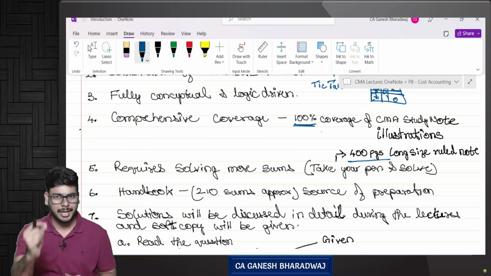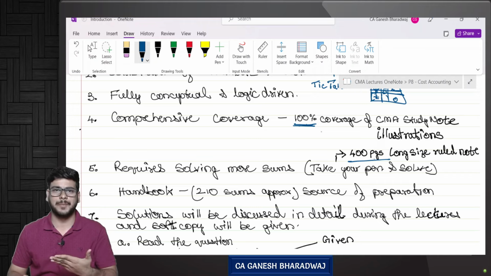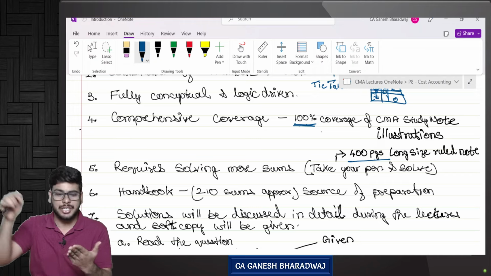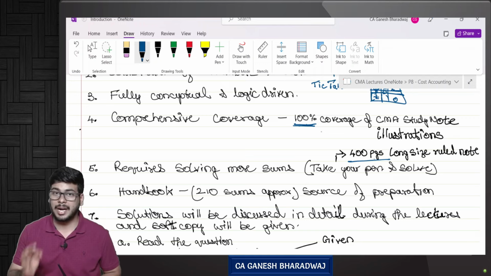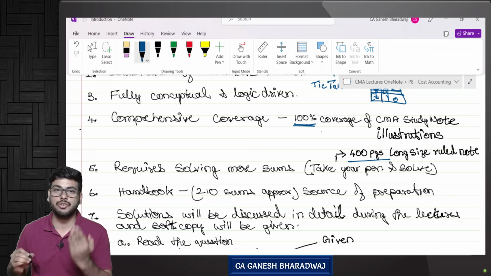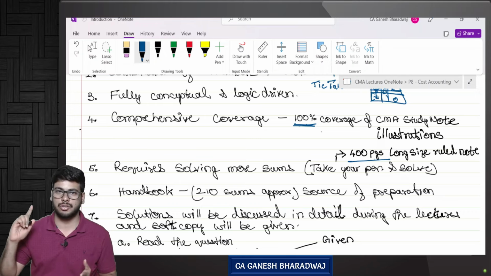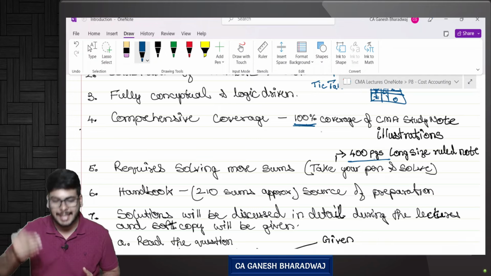So I humbly request you to practice parallelly. Once a lecture gets over, don't get into the next lecture without practicing what was covered in the previous lecture. And by practice, I mean it needs to be independently practiced. You need to do the sums independently without looking at the solution. Only if you are getting stuck somewhere, you look at the solution.